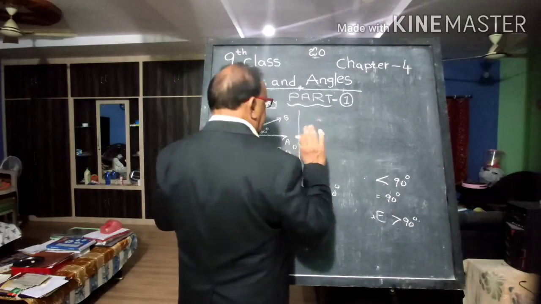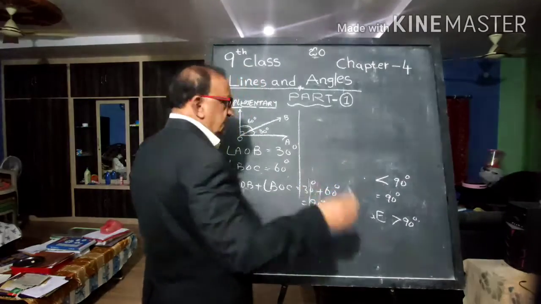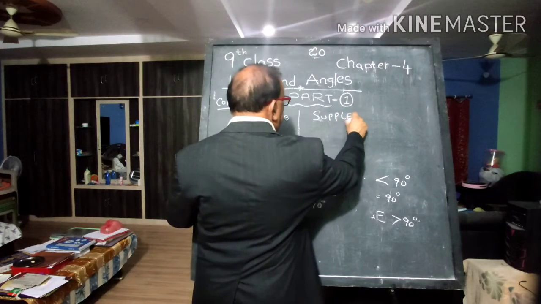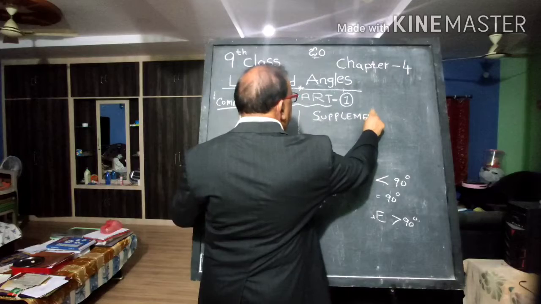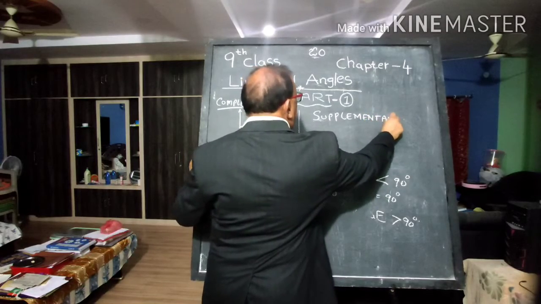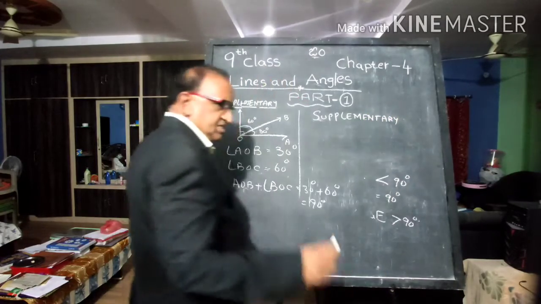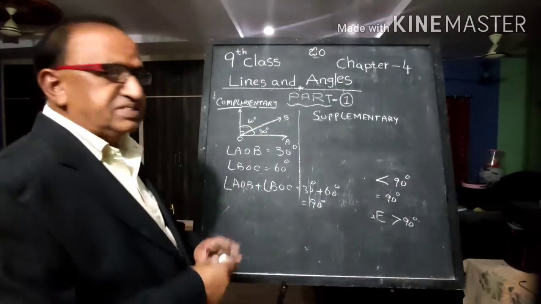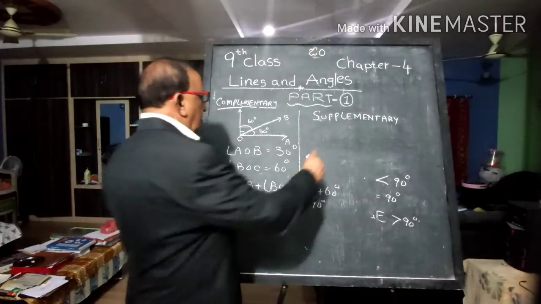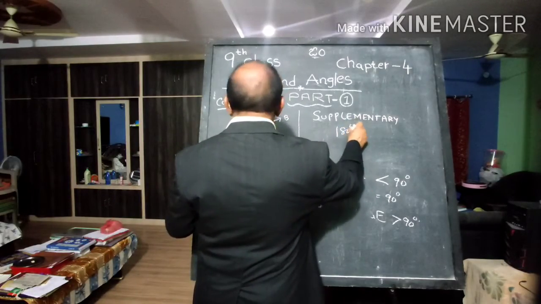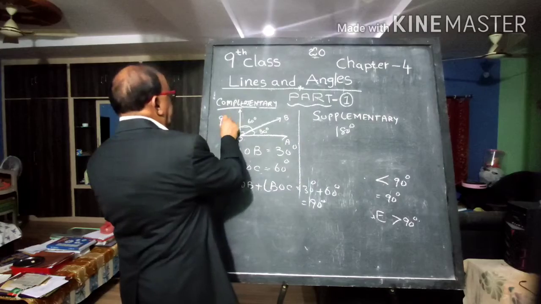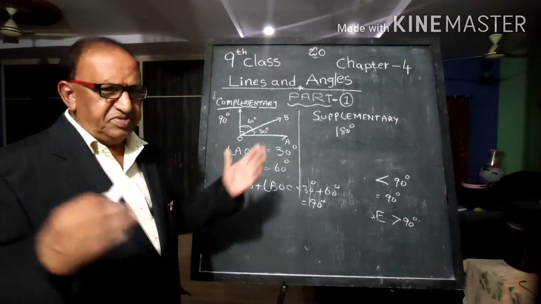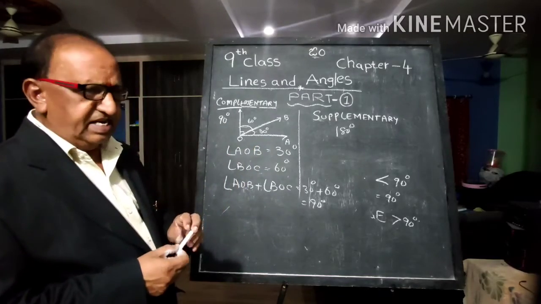Similarly, for the next one, remember the spelling. The next one is supplementary: SUPPLEMENTARY. Two angles are said to be supplementary if the sum of the angles is equal to 180 degrees. Here for complementary it is 90 degrees, whereas in the case of supplementary the sum of the two angles has to be 180 degrees.